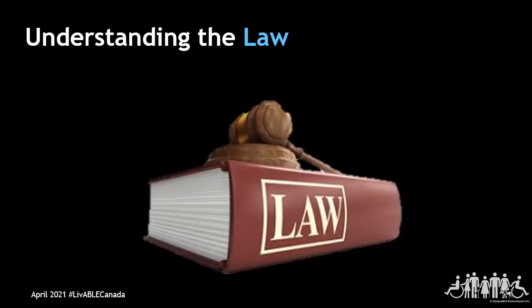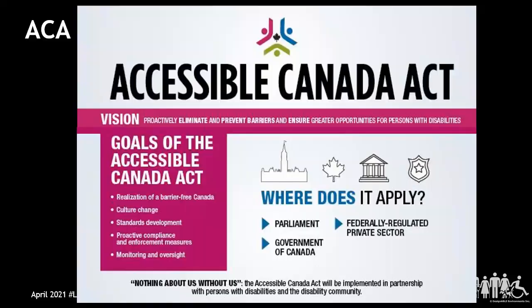So first, we need to understand our laws. As you may have heard, we now have the Accessible Canada Act, also known as the ACA. The vision of this legislation is to proactively eliminate and prevent barriers and ensure greater opportunities for persons with disabilities. The Accessible Canada Act has a goal of making Canada accessible by 2040.